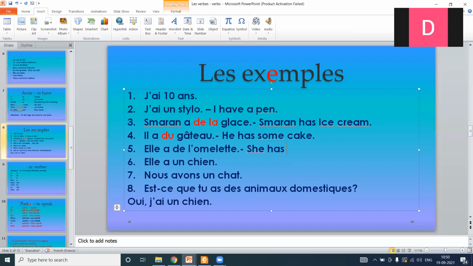These are eating items. Before eating items, mostly we keep du, de la, de l' first. Okay, no? She has some omelette. "Du" is used for male. "De la" is used for female, ma'am. "Du" will be masculine. "De la" is feminine. "De l'" is used for words starting with a vowel. Starting with a vowel. Okay. Can you repeat it? "Du" will be masculine, because gâteau is a masculine word, cake. "De la", okay, it is feminine because glace is a feminine word. "De l'omelette" is used because it is starting with a vowel. "La" means feminine. "Le" is masculine.